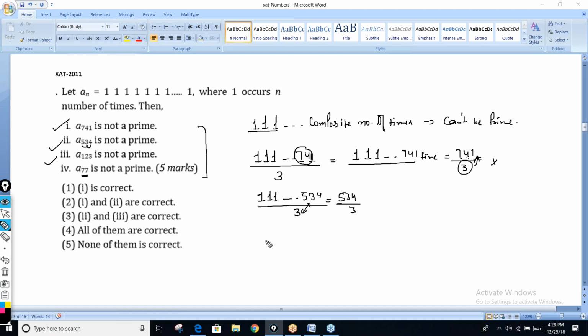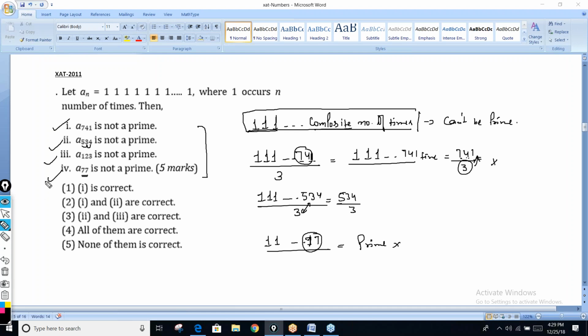Now 111 is written 77 times. What did I say? The number is written a composite number of times, and 77 is composite. So this number B cannot be prime. You need to remember this rule. I'm not going into detail of that rule right now because we are just discussing the question, not the rule. For the time being, just remember that any number written a composite number of times cannot be prime. So that is also true.